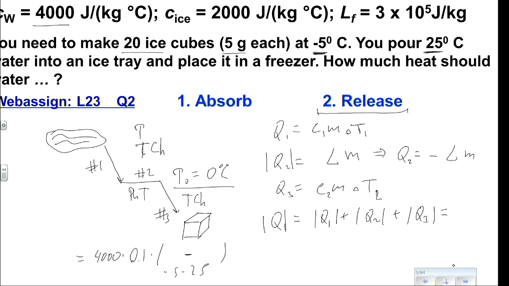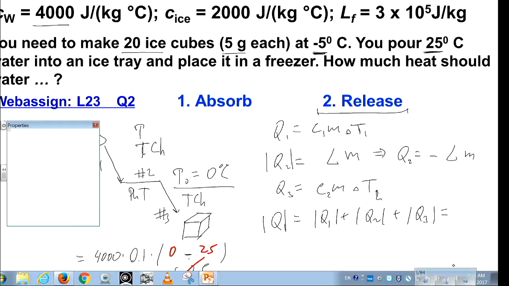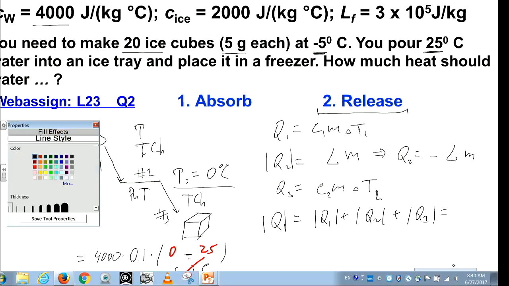That would be wrong, because you have to write the temperature change related to this particular process. And for this process, the final temperature is 0. There is no water below 0, but initial was 25.